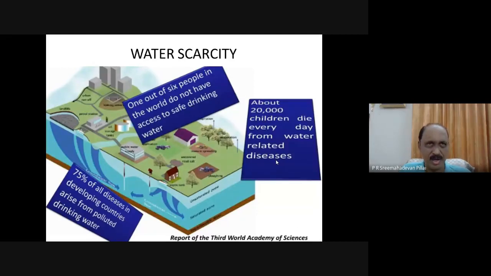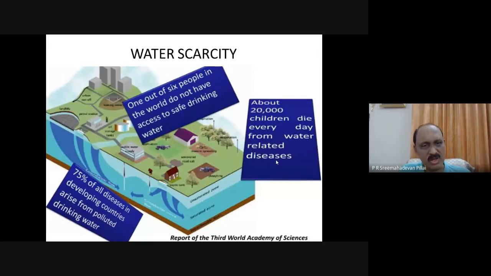There is a saying in general, a person can survive without air for 7 minutes. A person can survive without water for 7 days. And a person can survive without food for 7 weeks. Maybe it's an approximation. That means next to air, water is the most delicate and important thing for livelihood.